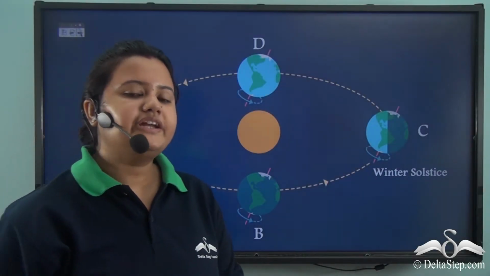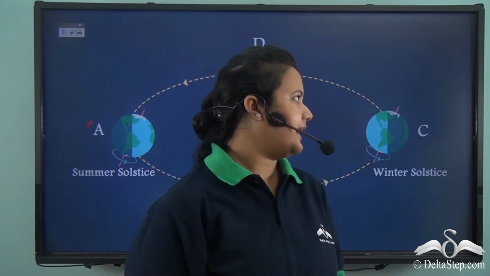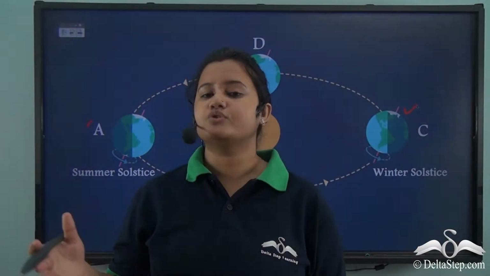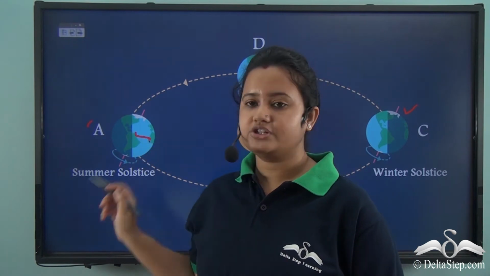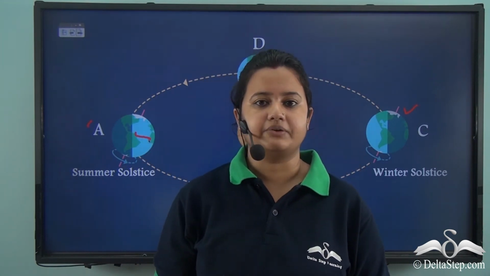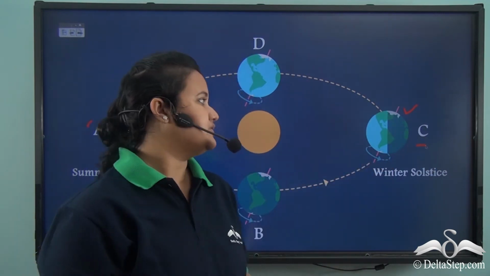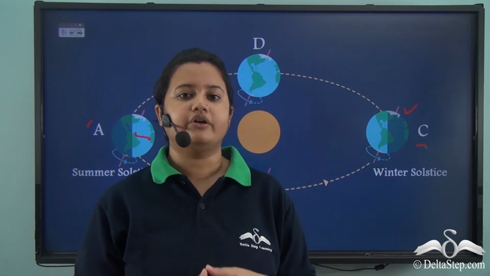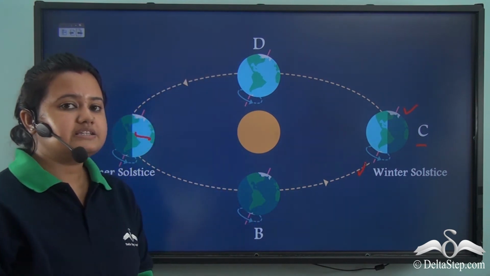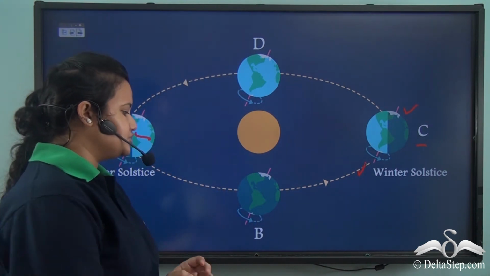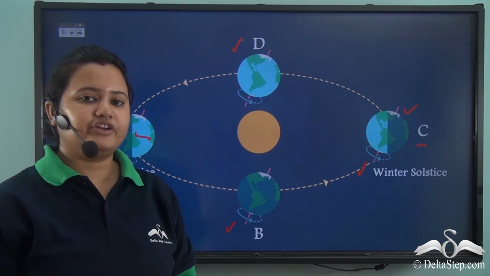Now, we have already discussed the conditions of the earth in position A and in position C. In position A, we experience summer solstice because the sun is vertical over the Tropic of Cancer. Whereas in position C, the sun is vertical over the Tropic of Capricorn and we experience winter solstice. We shall now discuss the conditions of the earth in position B and in position D, where a tilted earth faces the sun.